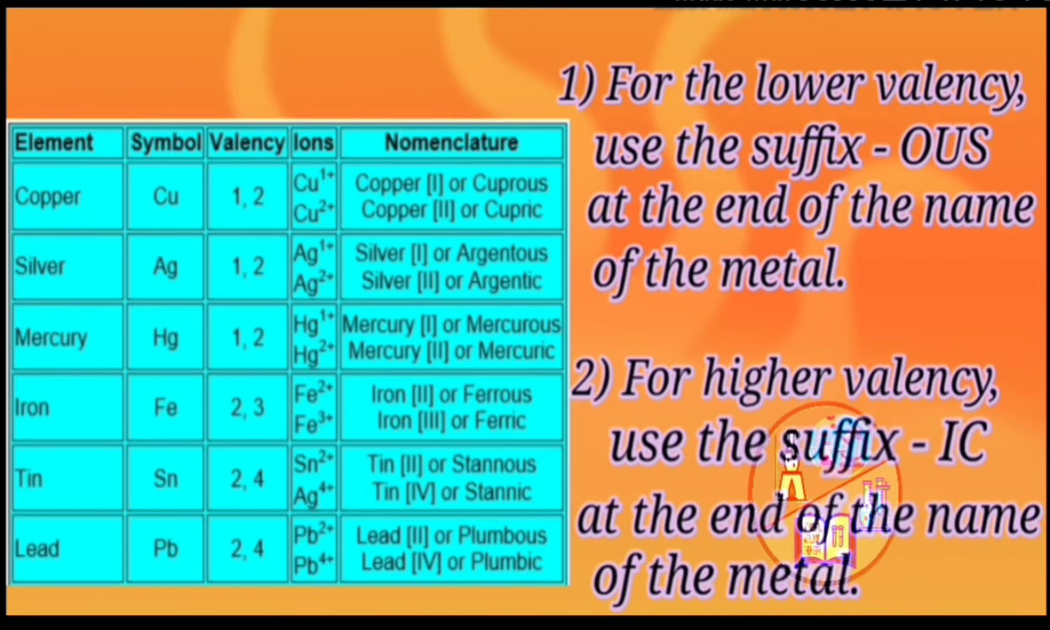Here in the example you can see copper, its lower valency is 1, so accordingly it is named as cuprous. Its higher valency is 2, so it is named as cupric. And it goes on. Argentous, argentic. Mercury, it is mercurous, mercuric, and so on.